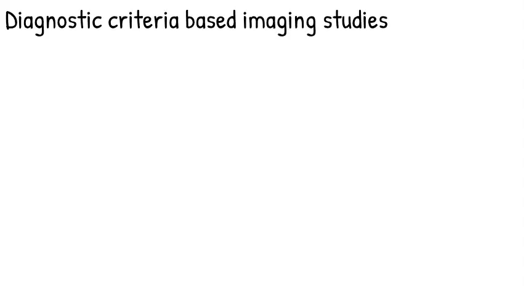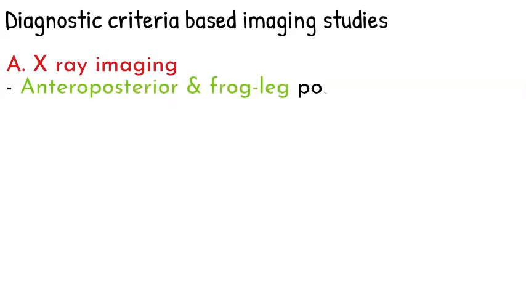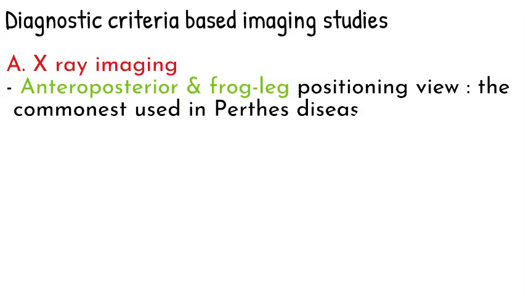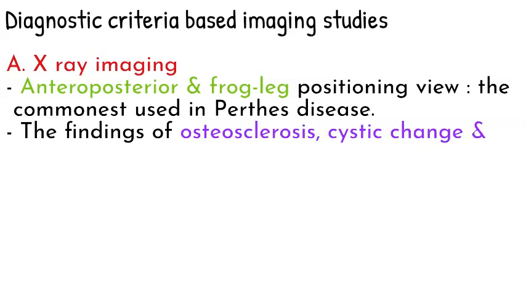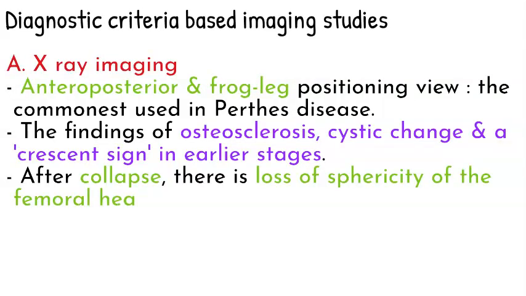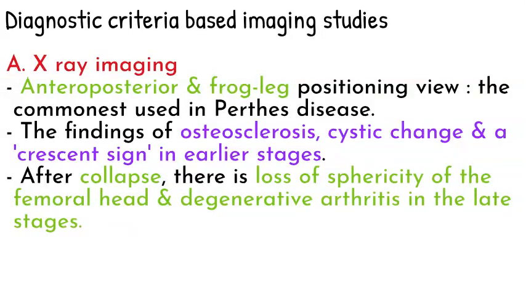The diagnostic criteria based on imaging studies. A. Start off with X-ray imaging, anteroposterior and frog leg positioning view. The commonest used in Perthes disease. The findings of osteosclerosis, cystic change, and a crescent sign in earlier stages. After collapse, there is loss of sphericity of the femoral head and degenerative arthritis in the late stage.